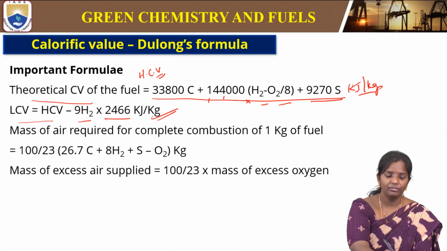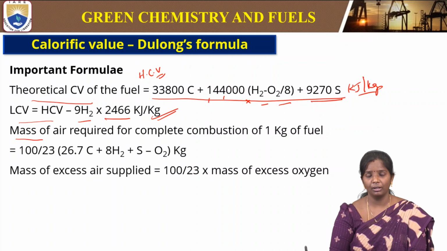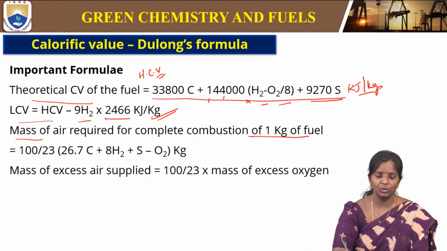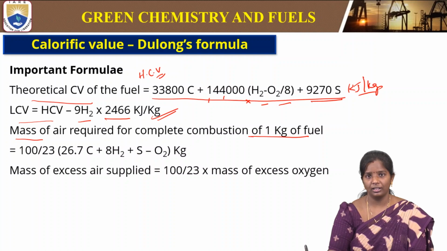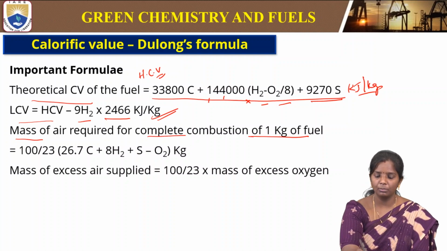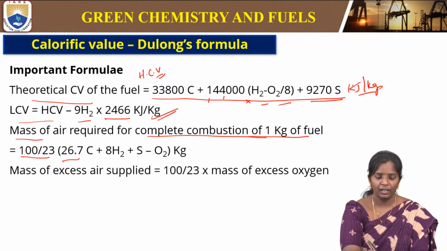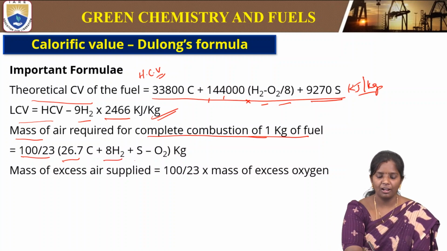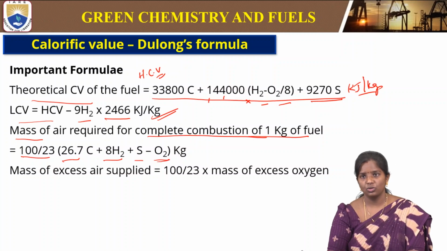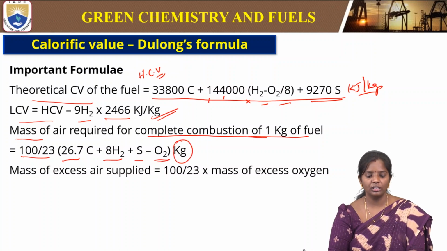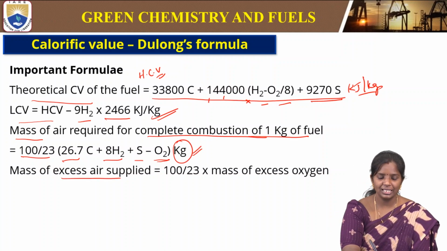Then we have one more formula, the mass of air required for complete combustion. Combustion doesn't take place just like that. It requires some air for its combustion. So we should be able to calculate the mass of air required for complete combustion of one kg of fuel. That is given by 100 by 23 into 26.7 carbon plus 8H2 plus sulfur minus oxygen. It is only a mass, therefore it is given in the form of kg.